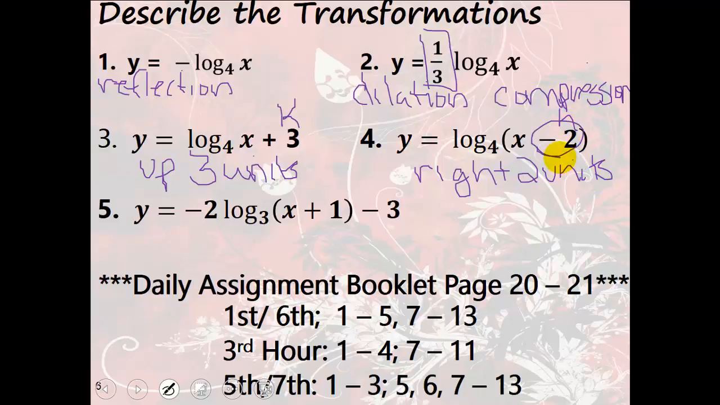I'm going to let you list all of the transformations for number 5. Y equals -2 log base 3 of (x plus 1) minus 3. And there's a bunch of them. That's your video question. So come back when you're done.